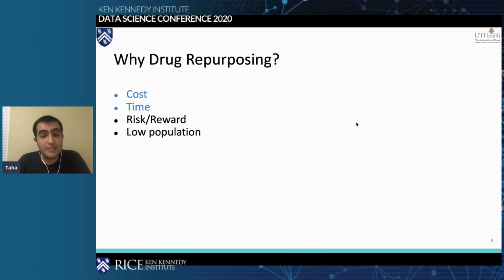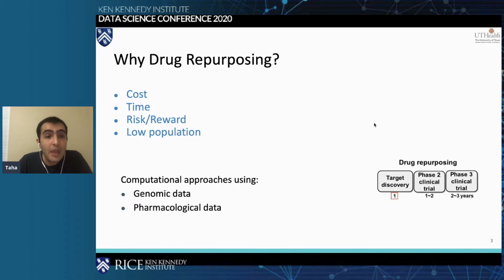And now that we are in the middle of the COVID crisis, it can save us a lot of time. In fact, it has attracted a lot of attention. Drug repurposing has lower risk and higher reward. Due to the high risk of traditional drug development, big pharmaceutical companies are less interested in developing drugs for diseases that affect a relatively small population. Thus drug repurposing is a crucial method for orphan diseases.